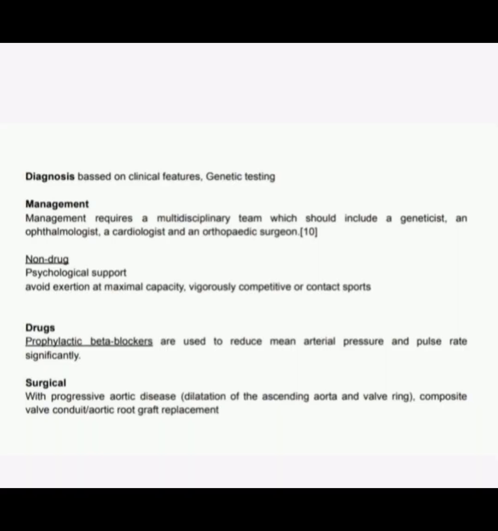This is important, for the diagnosis and management. Diagnosis is based on clinical features and genetic testing. Management requires a multidisciplinary team, which should include a geneticist, an ophthalmologist, a cardiologist, and an orthopedic surgeon. Non-drug treatments are psychological support and avoiding exertion at maximal capacity and vigorously competitive or contact sports. Drugs: we give prophylactic beta blockers, used to reduce the mean arterial pressure and pulse rate significantly. Surgical treatment: with progressive aortic disease, dilatation of the ascending aorta and valve ring, we give composite valve or aortic root graft replacement. So this is all about the Marfan syndrome video station.